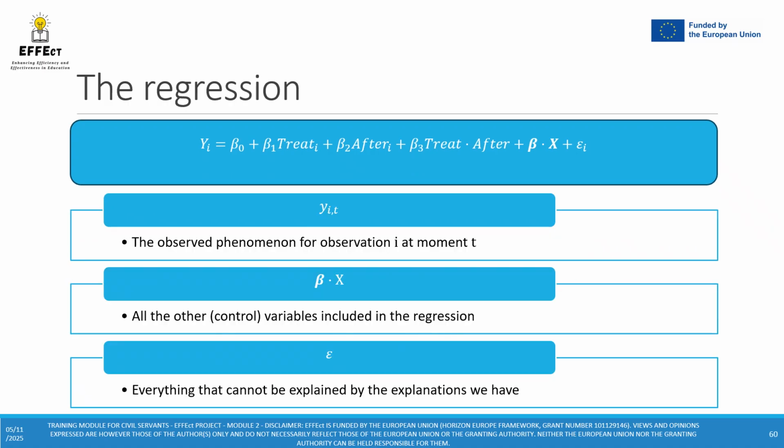Of course, as in the regression we previously discussed, y would be the observed phenomenon for observation i at moment t, beta times x would be the other variables included in the regression. As we previously discussed, we want epsilon, so everything that cannot be explained by the explanations we have, to be as small as possible, and that's why we include so-called control variables. We want other variables to be in our regression to capture possible impacts if other explanations might have small impacts on the observed and analyzed phenomenon as well.